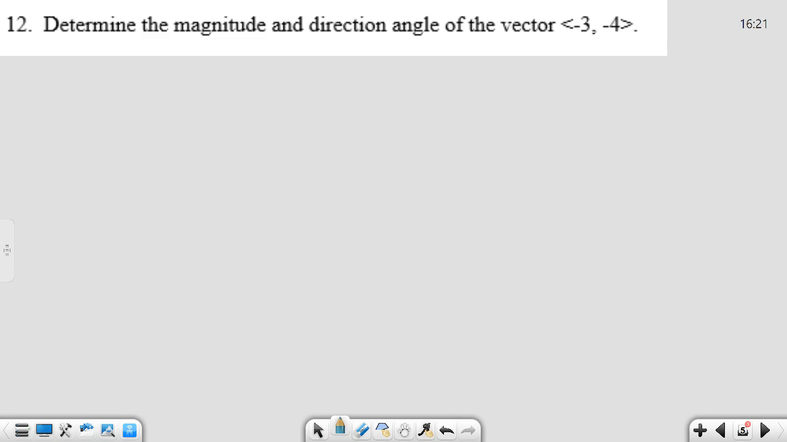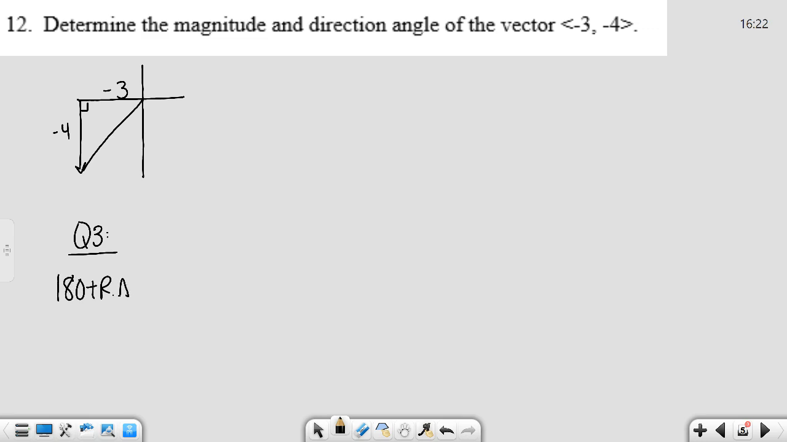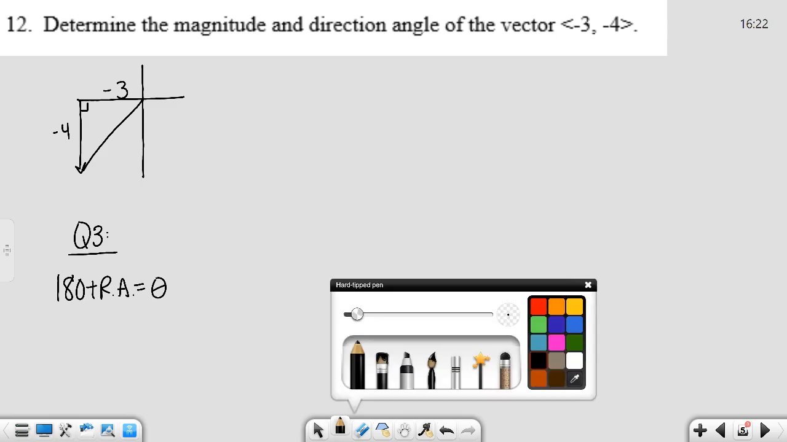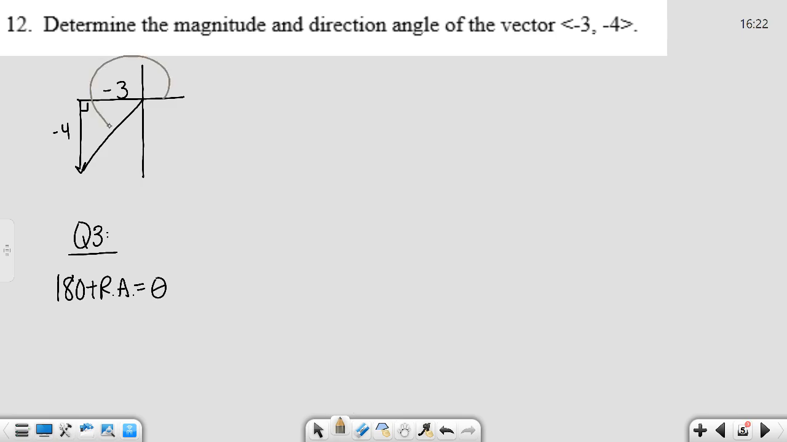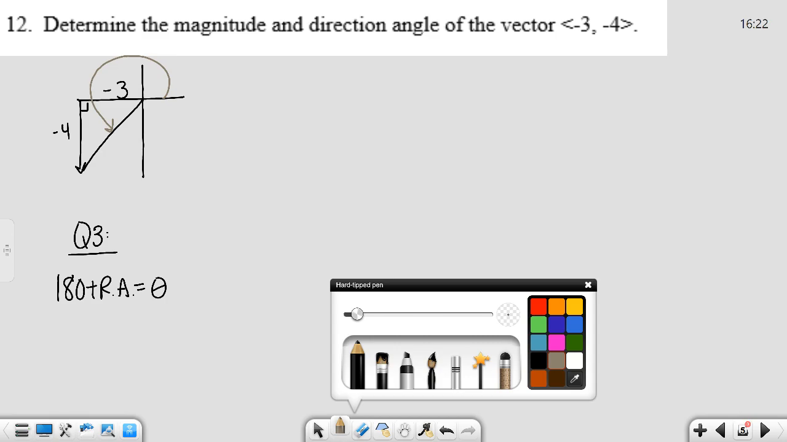All right. Next one, determine magnitude and direction angle of the vector -3, -4. Let's sketch for visual learners. I need -3 to the left, -4 down, go back, and there we go. We are 100% in quadrant 3. So quick little recap. If you're in quadrant 3, you are past 180 degrees. So I need to do 180 plus my reference angle in order to determine theta, which is the direction angle of the entire vector.